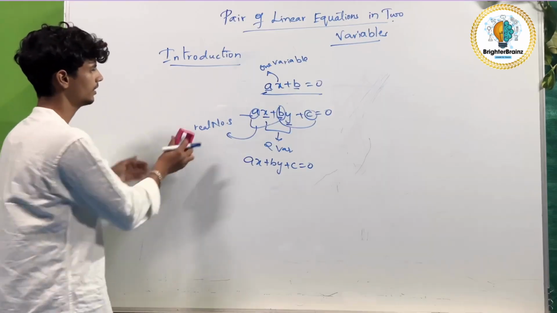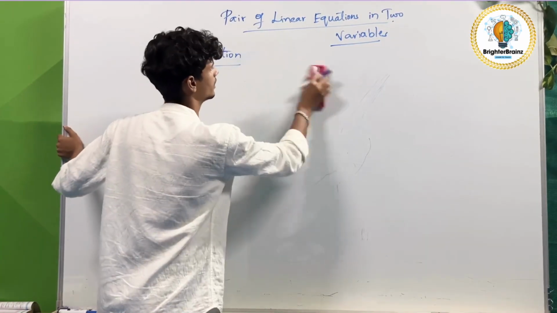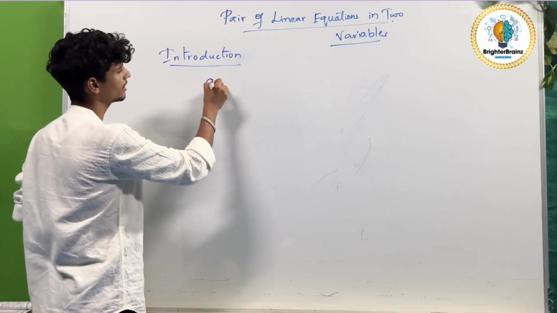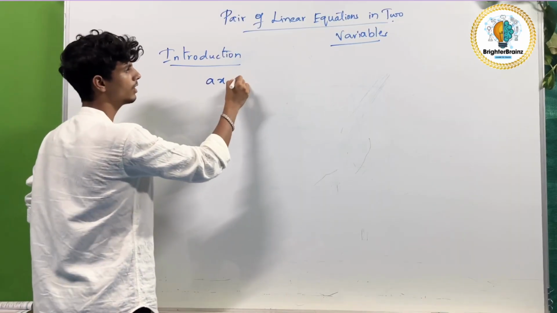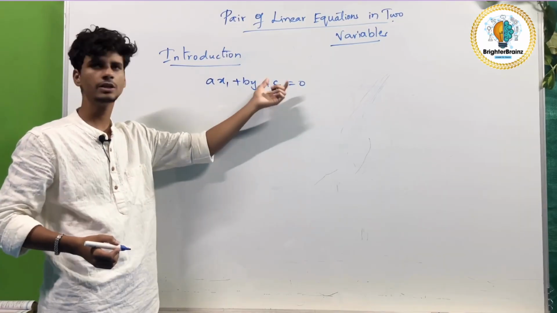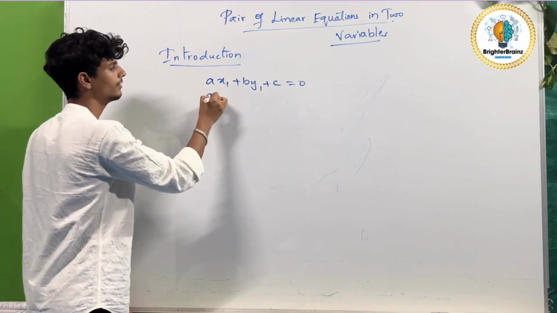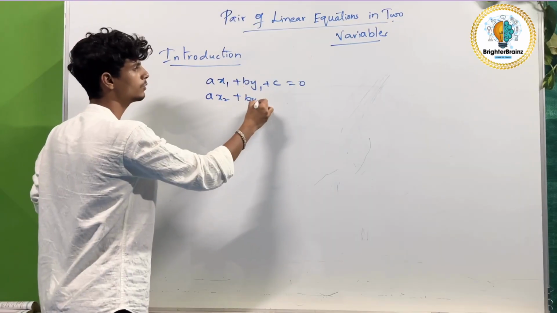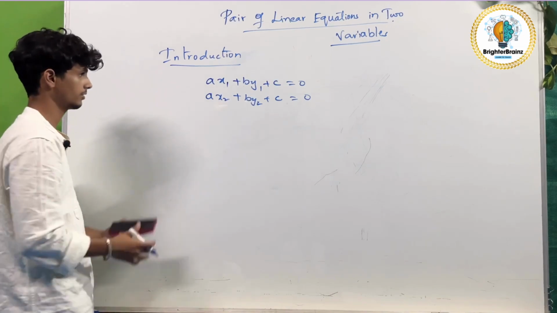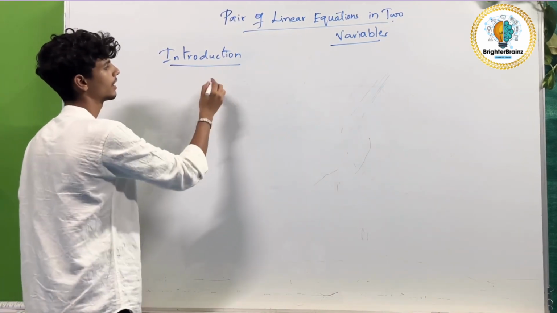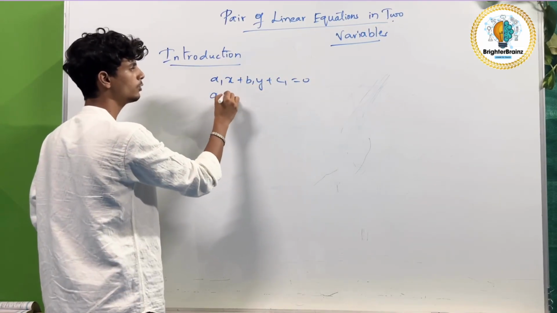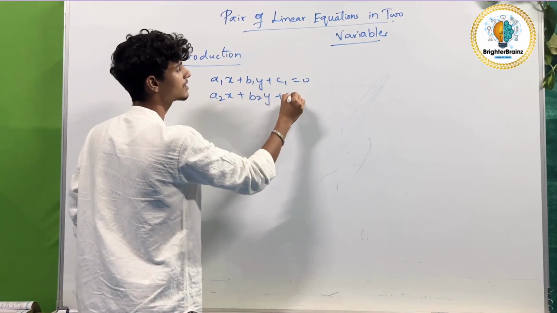Let me say it clearly now. First, pair of linear equations. Let us write two linear equations. Oh sorry, they will be a1x plus b1y plus c1 equal to 0 and a2x plus b2y plus c2 equal to 0.